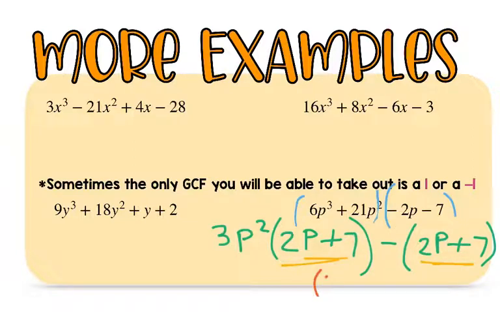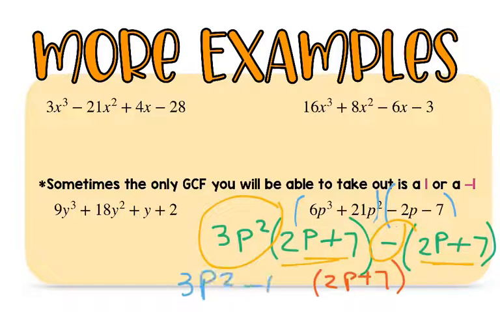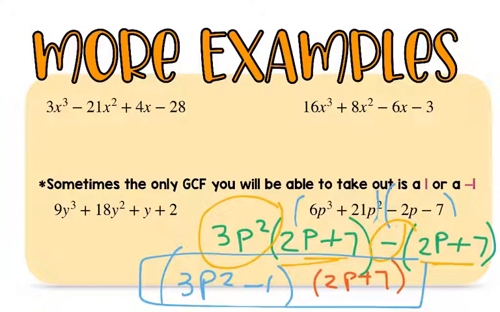My first factor is going to be those matching terms, and then my other one is going to be these leftover terms, 3p squared. And what does this negative mean? Remember, it really means negative 1. So my other term is going to be 3p squared minus 1. And this is my final answer.